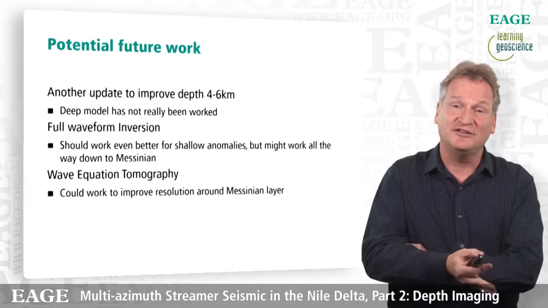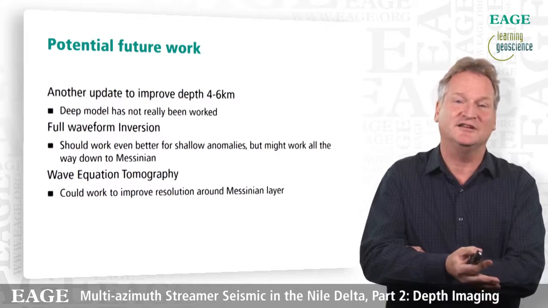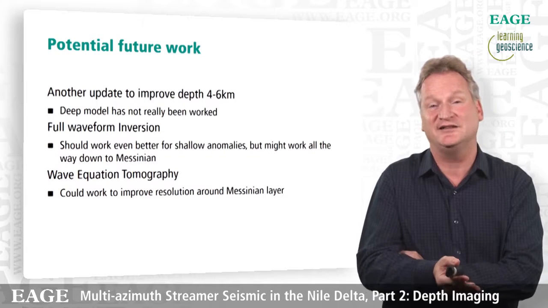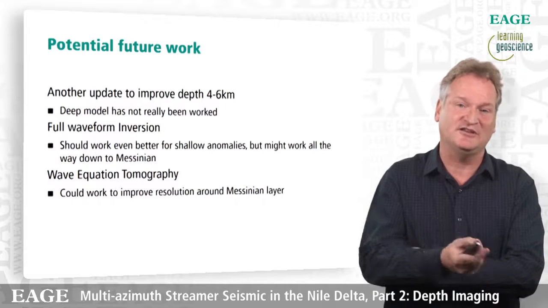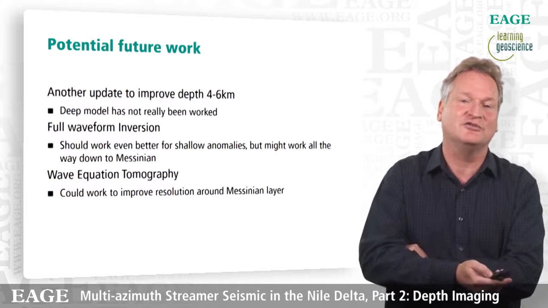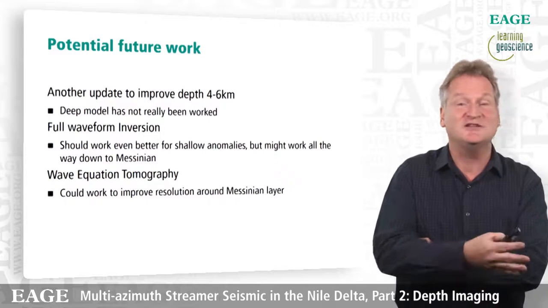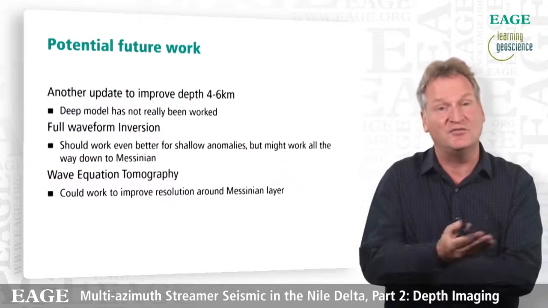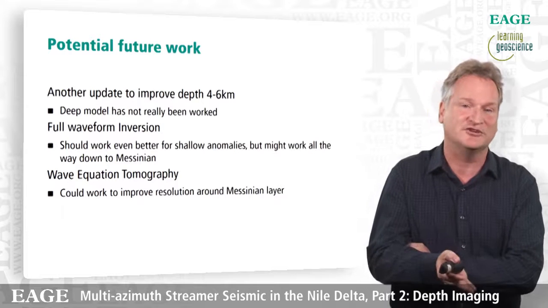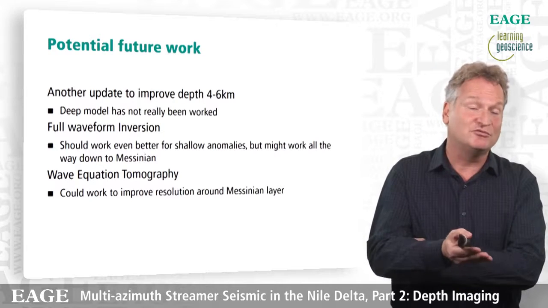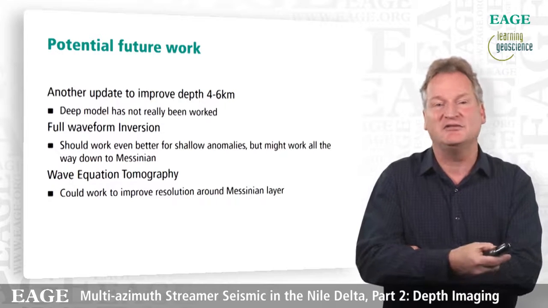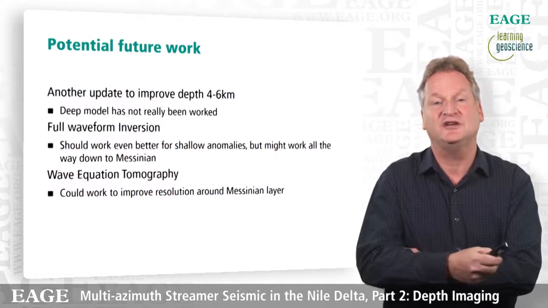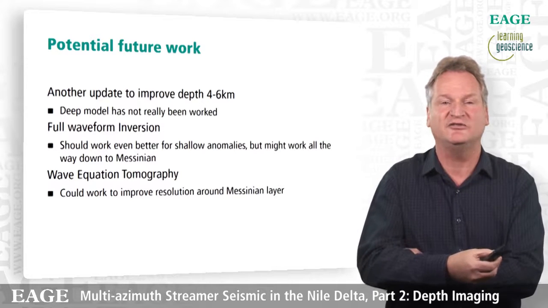So there's obviously still a lot more work that went into this. Another update to basically get the deeper velocity model working, because we've really not shown the results from that in this presentation. Another thing which since 2009 has definitely moved a lot forward is full waveform inversion. That should work really well on the shallow anomalies, and depending on your acquisition geometry, it could even work as far down as the Messinian.